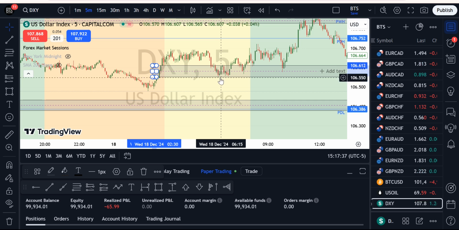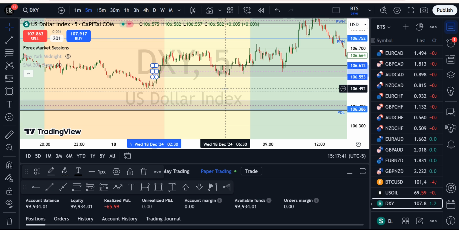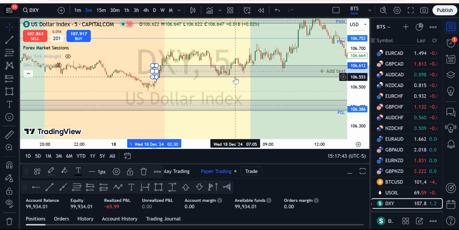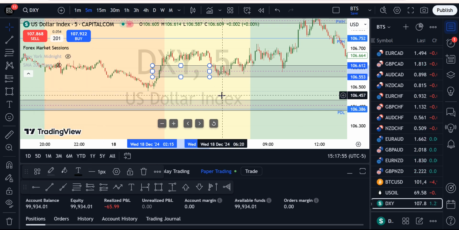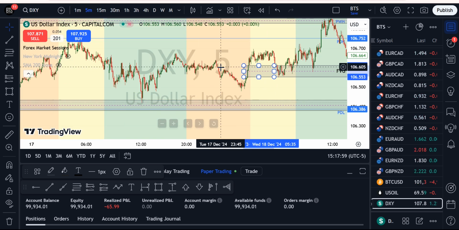Price came into that imbalance and reacted off of that imbalance. Now, if we had broken this imbalance and come back to retest, then I'd be looking for buys on GBP and the rest. But since we reacted off of this imbalance, which is our fair value gap.